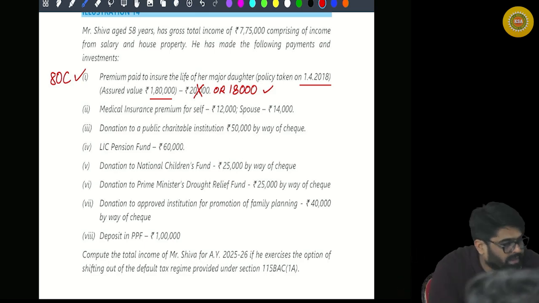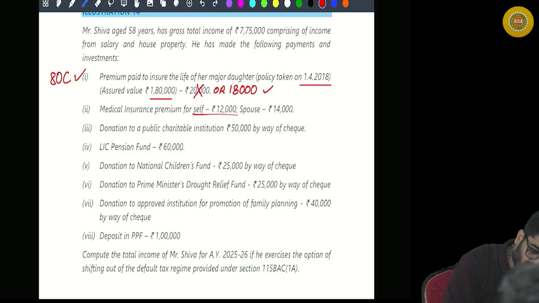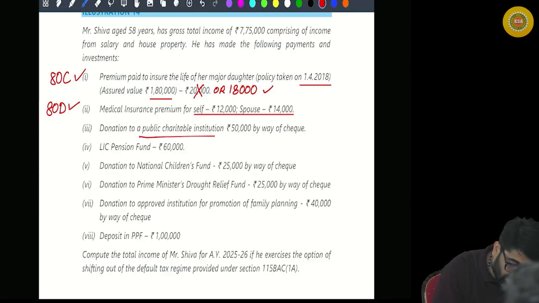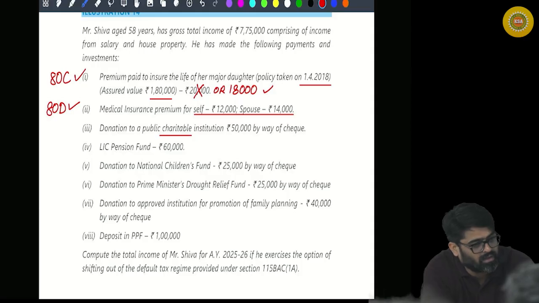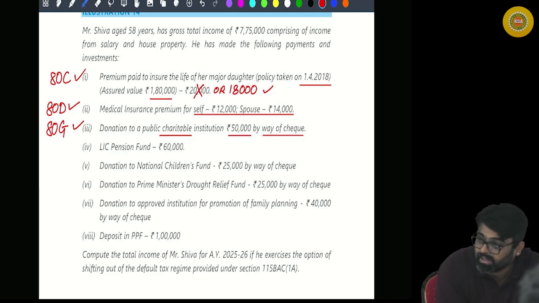Yes or no? Medical insurance premium for self and spouse, will it qualify? The entire amount will qualify. Yes or no? Under section 80D. Next one, donation to public charitable. Can you see charitable? How many categories? Which category? So will 80G deduction be available or not available? Available, because the amount is more than 2,000 and it is also paid by modes other than cash. So this entire amount will qualify under 80G.